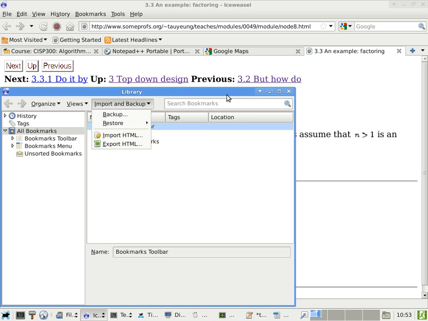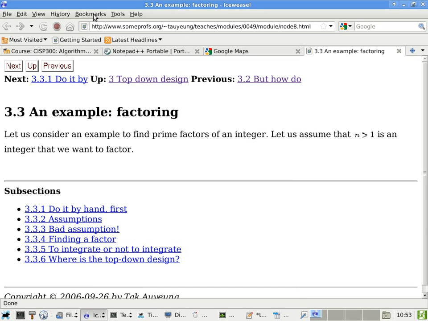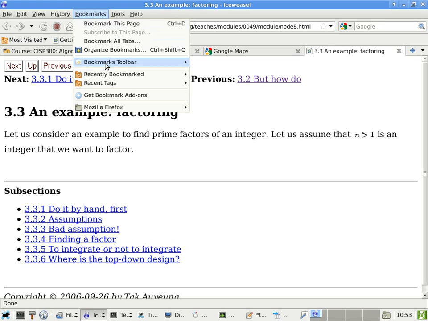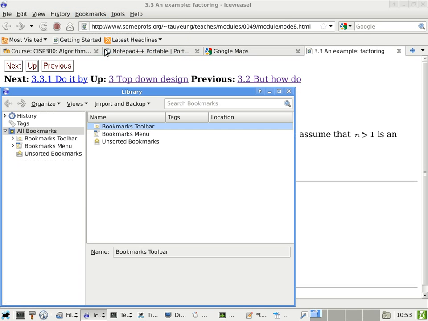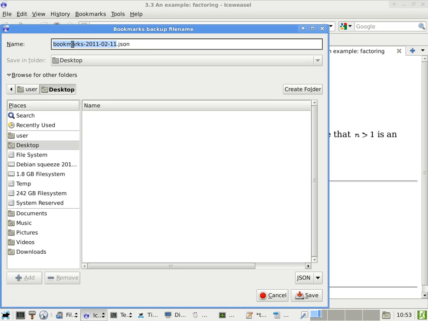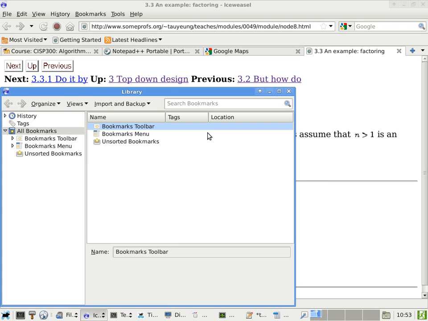Okay, let me show you how to do it. You go to bookmarks, organize bookmarks, and then import and backup, and just say backup. It will save everything as a JSON file, and then on the other side you just import it using the same import interface from that JSON file. I think JSON stands for JavaScript something. Exactly. Okay, so that answered that question.